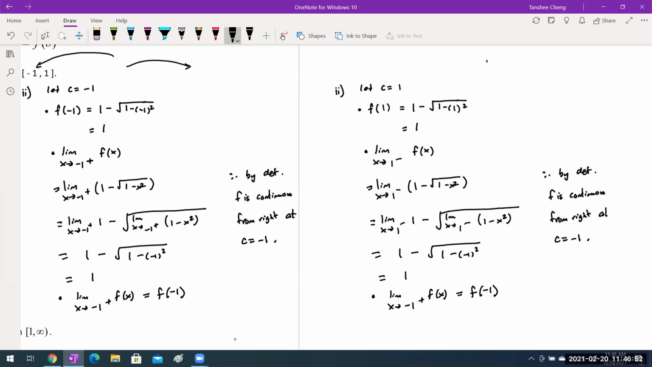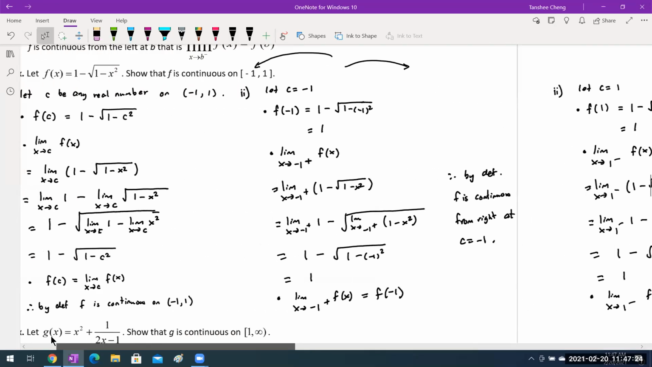So that gives us the same value, 1. So now I can say that the limit as x approaches 1 from the left-hand side of the function is equal to what? The function evaluated at 1. But you have to be careful. This time we are talking about what? By definition, f is continuous from the left at the point where x equals 1. So now I have shown all these 3 cases that are required already.